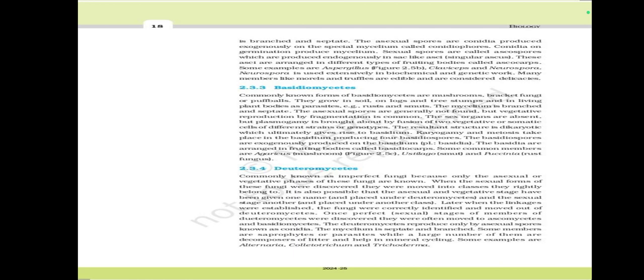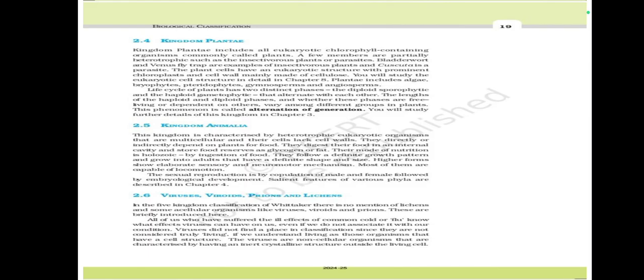and Basidiomycetes. The Deuteromycetes reproduce only by asexual spores known as conidia. The mycelium is septate and branched. Some members are saprophytes or parasites, while a large number of them are decomposers of litter and help in mineral recycling. Some examples are Alternaria, Colletotrichum, and Trichoderma.